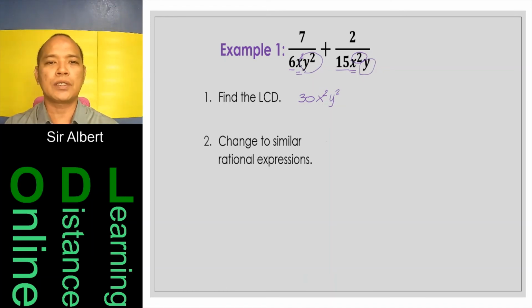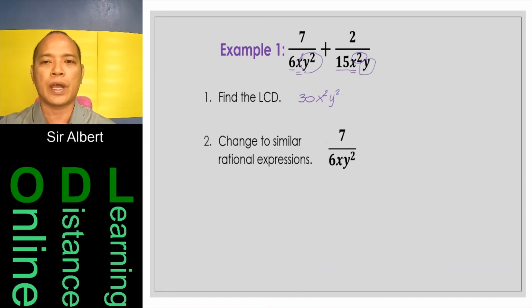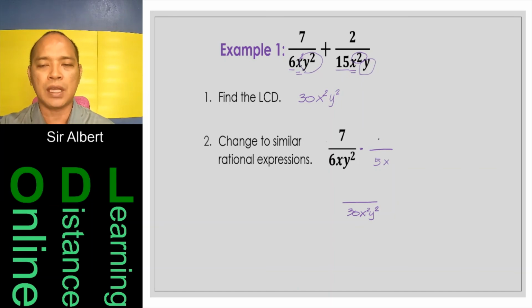Second step is to change to similar rational expressions. Given that the first rational expression is 7 over 6xy squared, we multiply this by an expression equal to 1, which would convert this to a similar fraction, which uses the LCD. If we have the denominator of 6xy squared, then we need to multiply this by 5x, so that our resulting fraction would make use of the denominator of 30x squared y squared, which is the same as the LCD. Multiplying the denominator by 5x means that we also have to multiply the numerator by 5x. This will then give us the equivalent rational expression of 35x over 30x squared y squared.